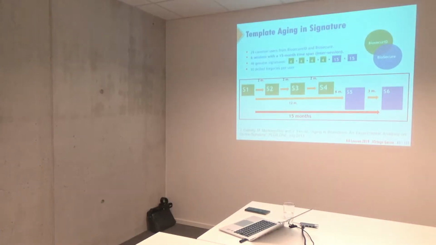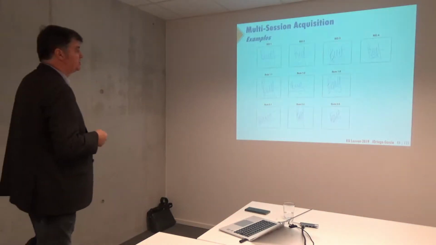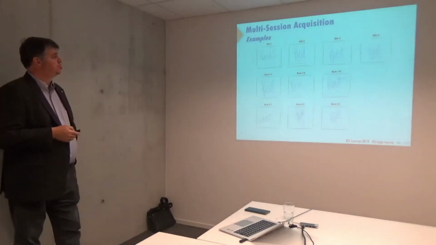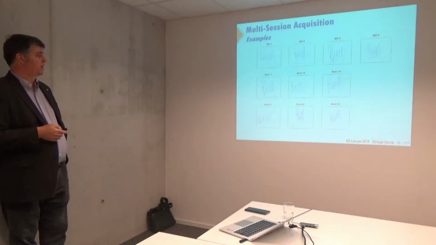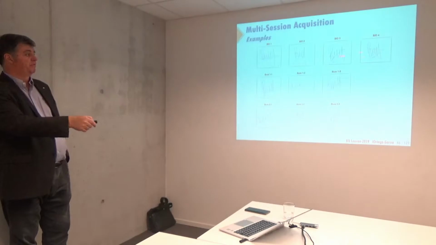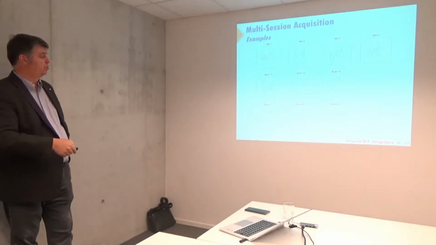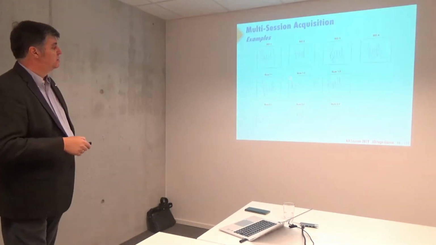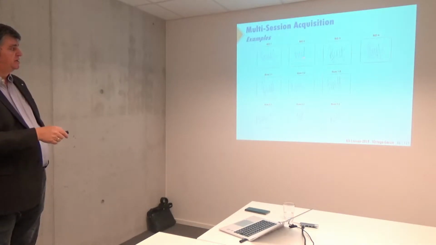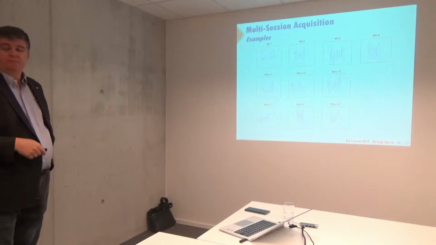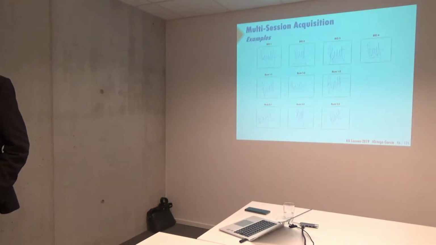The problem of aging, I will skip this. Perhaps we can talk about this. The problem of aging signatures, some examples of acquisition. You see here the problem of variability. This is always the same guy. These and these and these and these, and these are some impostors of that specific user.